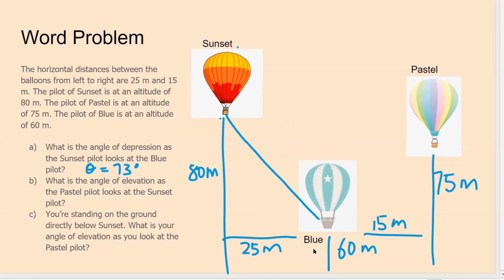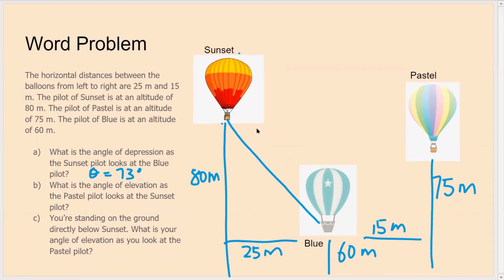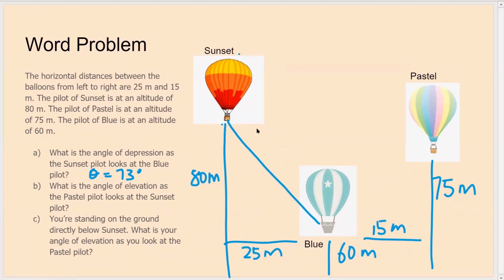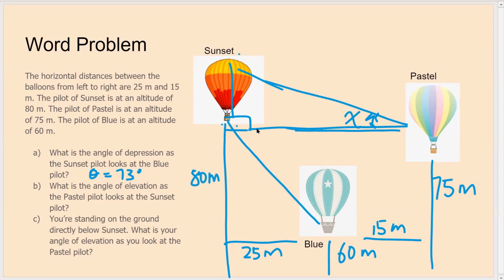All right, question B. Now we want to find the angle of elevation. Pilot looks at the sunset pilot. So this would be this elevation. This is quite messy, but remember we're going to look at it from a line that's parallel to the ground and look up. So essentially what we're drawing here are a bunch of right triangles. These are just a lot of right triangle questions. We want to find this. And let's call this angle X just for fun.